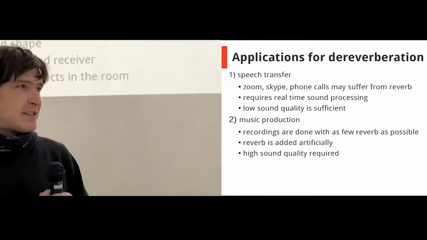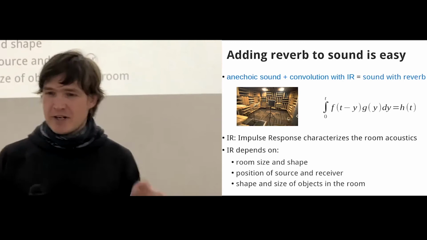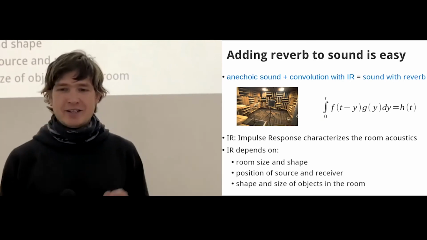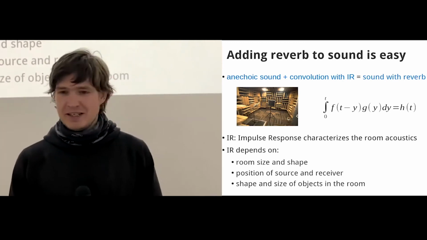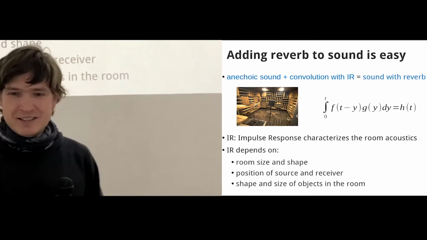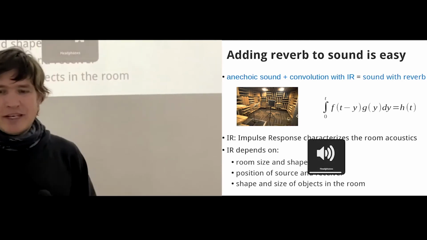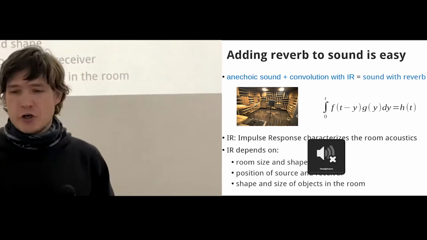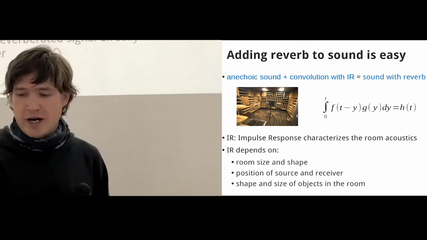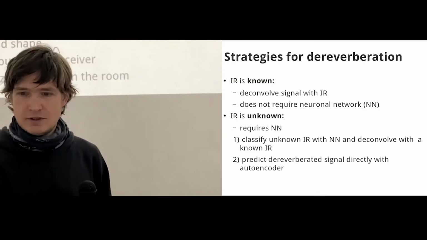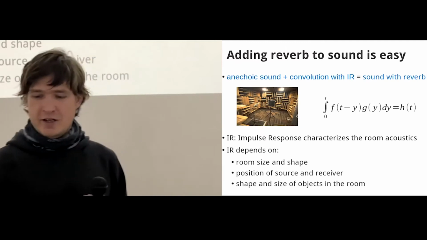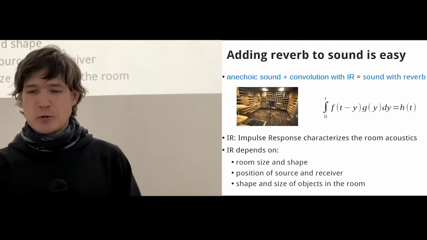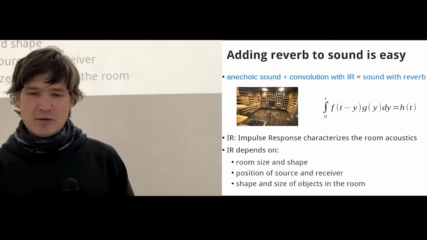So our task is to remove reverb from sound, but it's very instructive to understand how you actually add reverb to sound. This can be done mathematically by a convolution. The convolution is shown as this mathematical formula on the right. It's quite a simple thing to do, actually.